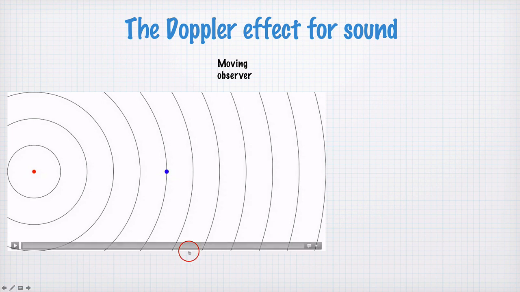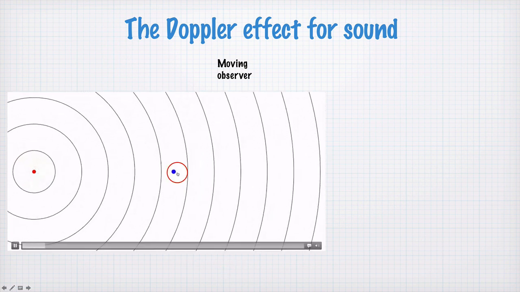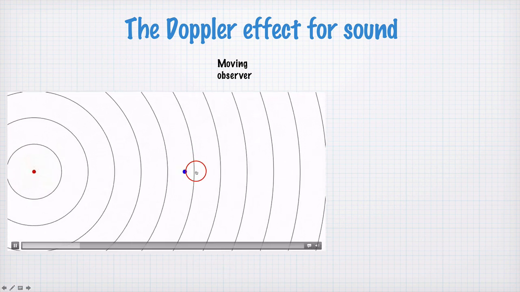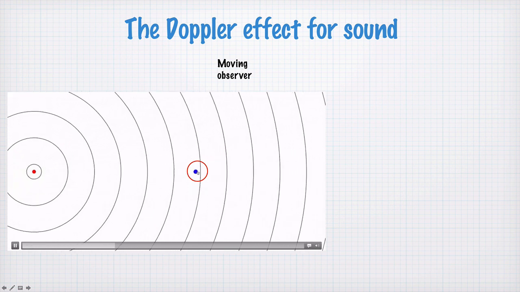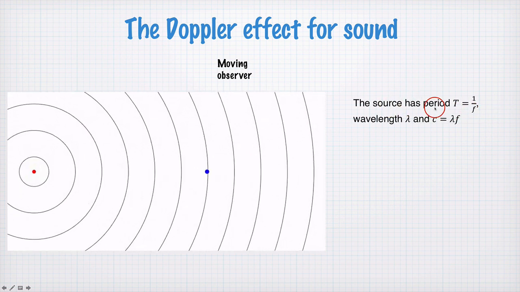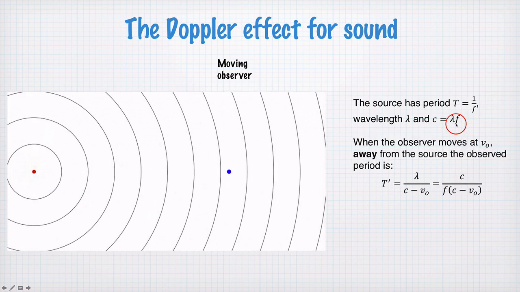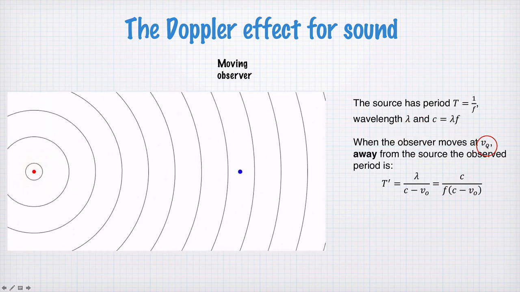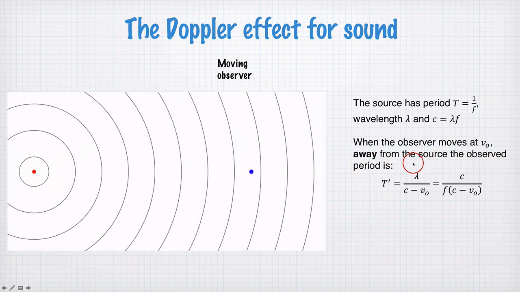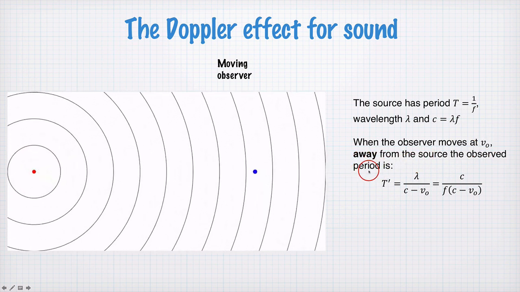What about a moving observer? So we're thinking about this situation now. We've got an observer moving away from the source. And we're going to have the same setup here, that the source has period 1 on f and c equals lambda f. And when the observer moves at velocity Vo away from the source, we find an observed period.